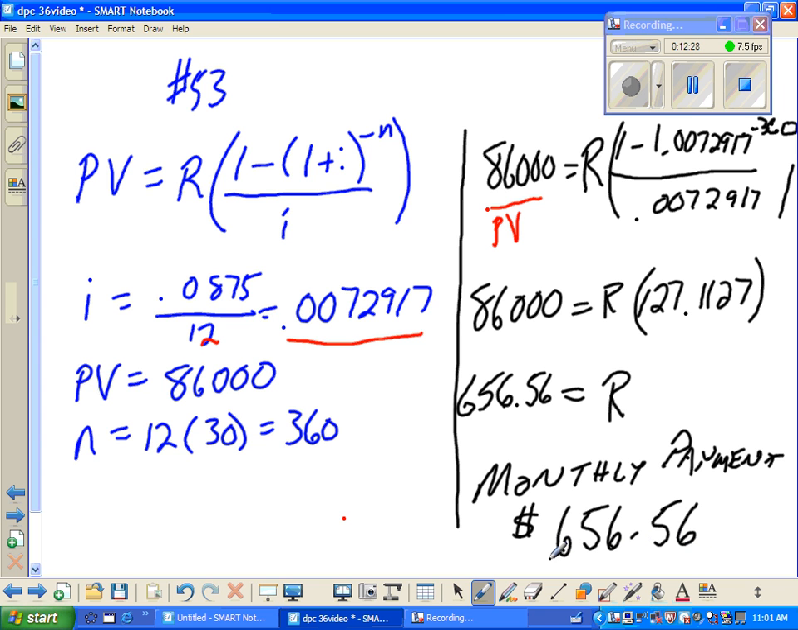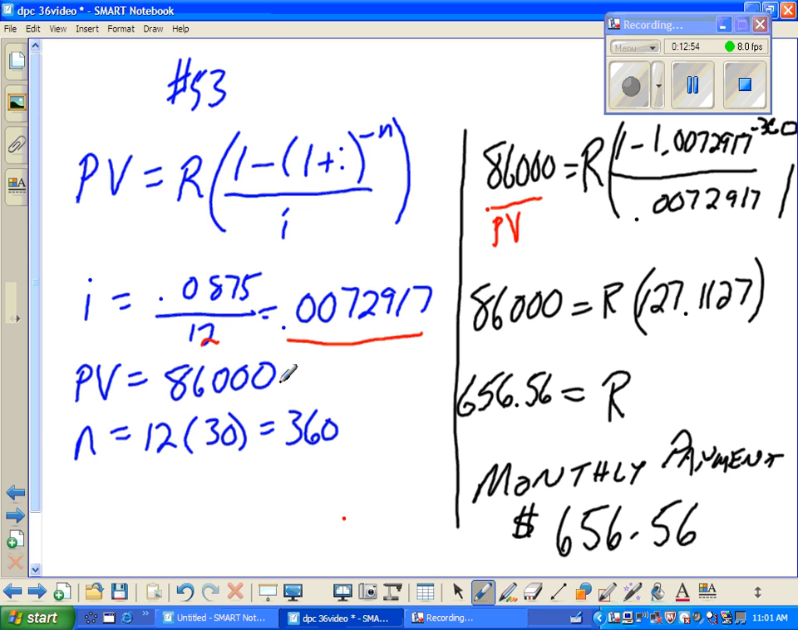If you want to know how much the house actually costs you if you pay it off over 30 years, take this number times 30, and then times 12. Monthly payments for 30 years. Or you could just multiply it all by 360. What you'll see is that it's considerably higher than the $86,000 that you borrowed.